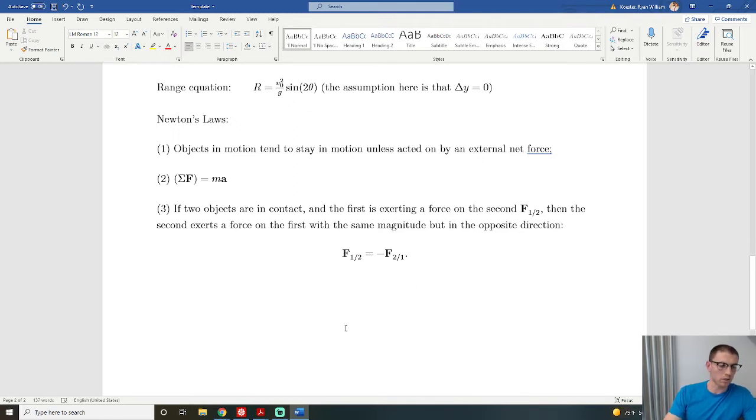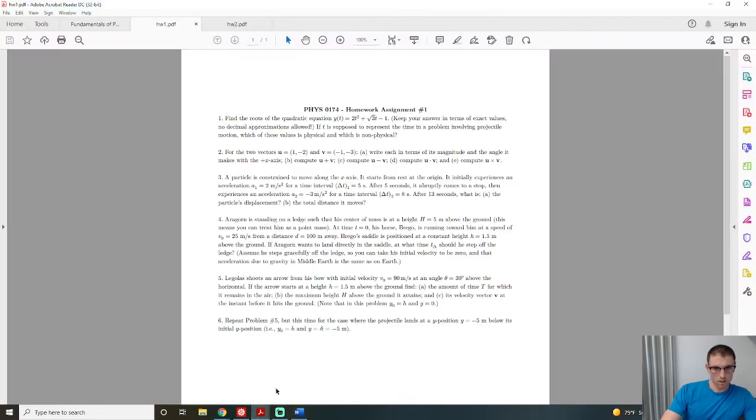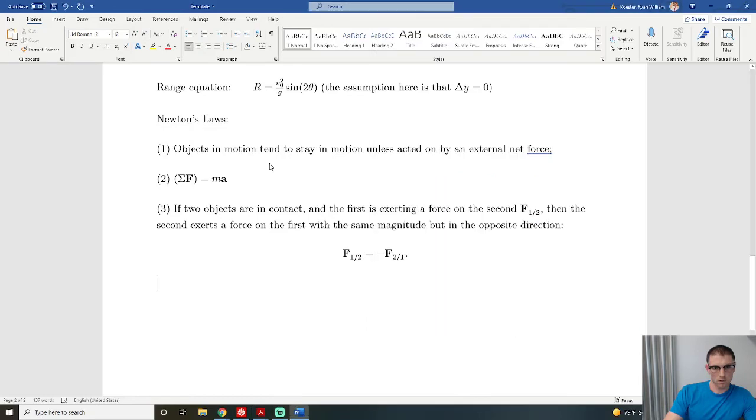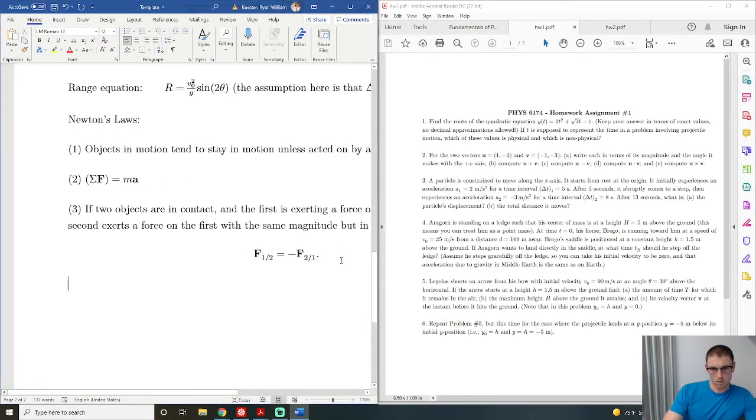So let's start solving some problems then. The first problem I will probably not do, because I would assume that everybody's okay using the quadratic formula. So we'll probably skip this one. How about number two? Do people feel like they need to see me do this, or should I move on?